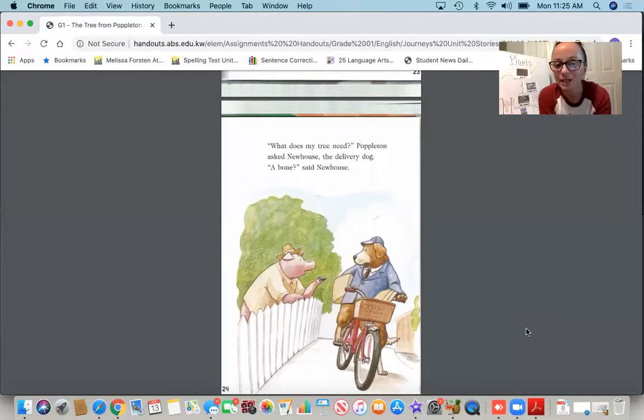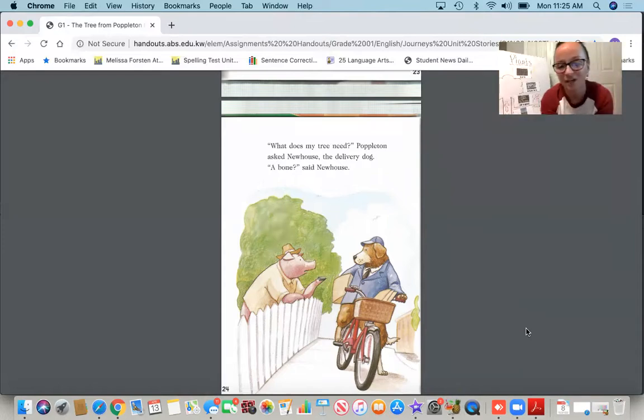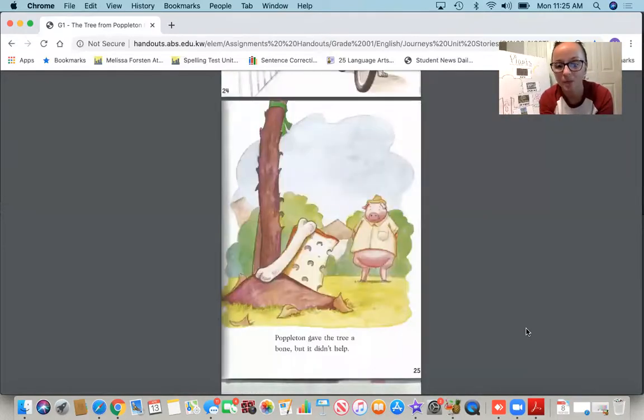"What does my tree need?" Poppleton asked Newhouse, the delivery dog. "A bone," said Newhouse. So you can add Newhouse right here too to your character sheet. Poppleton gave the tree a bone, but it didn't help.